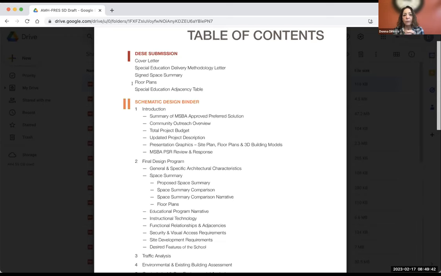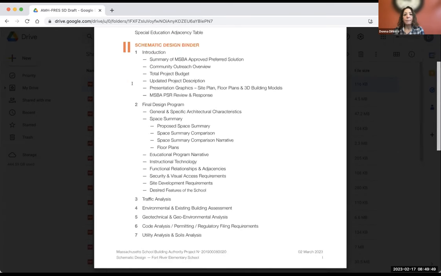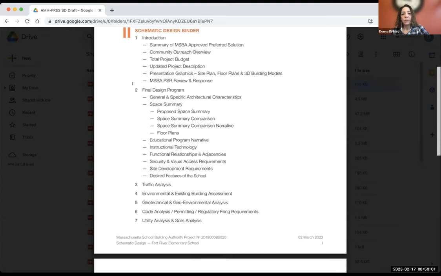So that's an important component. As we go down the list through the schematic design binder, the introduction is just really a short version of the overall project. And they requested that we provide some presentation graphics for their board meeting. And then, of course, the MSBA PSR review and comments. So they just like us and them to be reminded of what they've asked us to do.